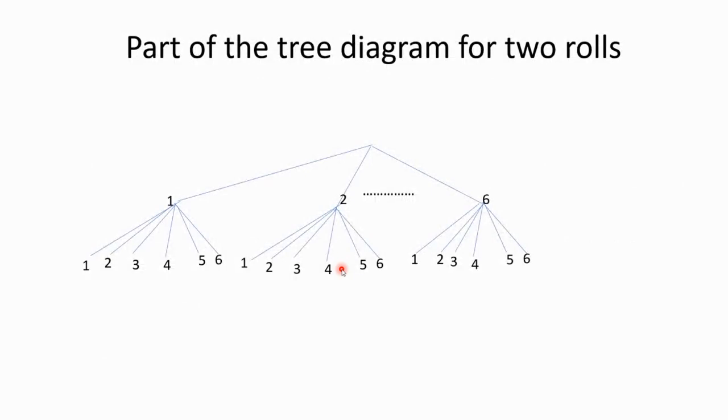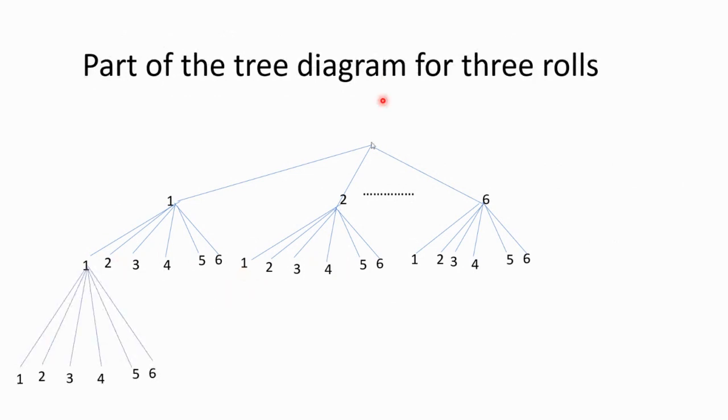Moreover, you could take it a step further. What if we decide to roll a die a third time, or if we rolled 3 dice instead of 2? Well, then you're going to have a third category, namely the numbers from the third die, and from each outcome in the second die, you would have 6 choices, as you can see. And this would keep on going. For 3 dice, you would get 6 times 6 times 6, which is 6 cubed, which is 216 possibilities.